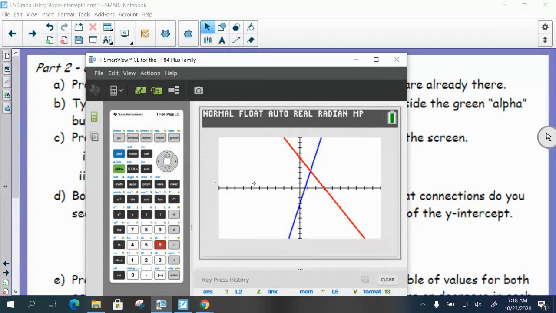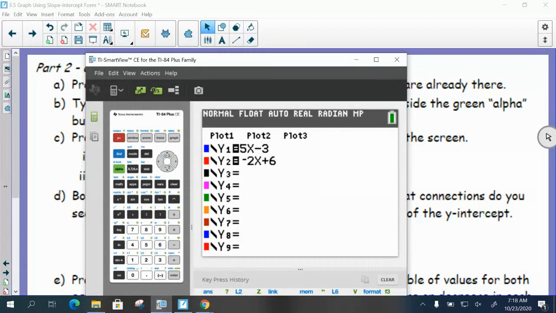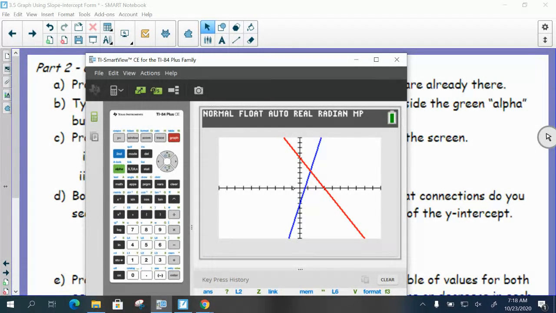So as you can see, it goes from negative 10 to 10 in the x, negative 10 to 10 in the y. So here are both graphs. Now if you have a color-coordinated calculator, then when you go to your y equals, the first one will be blue and the second one will be green, or whatever other colors are in your calculator. So this is the first equation, this is the second equation. And this makes sense because in the blue equation, the slope was positive, and then the red equation, the slope was negative 2.